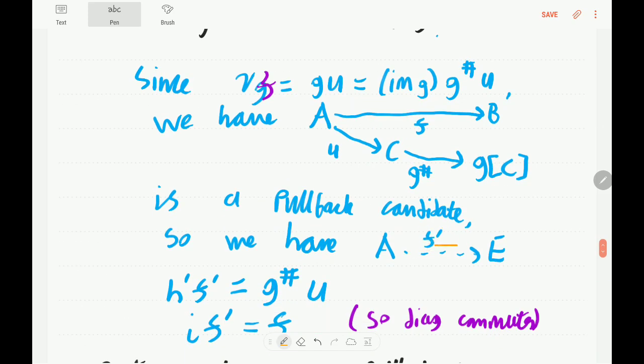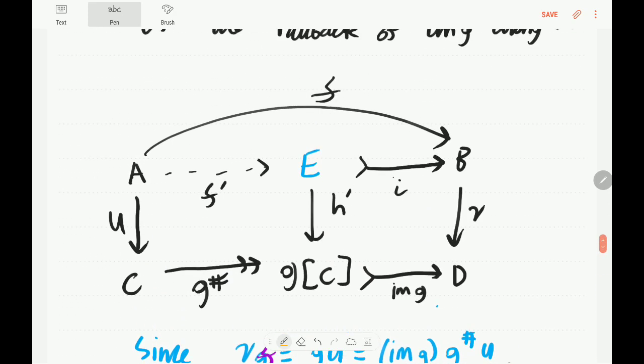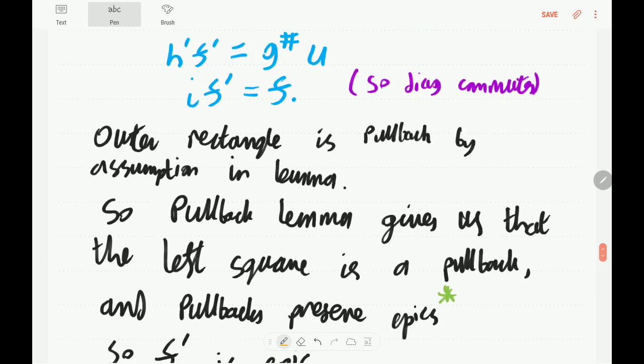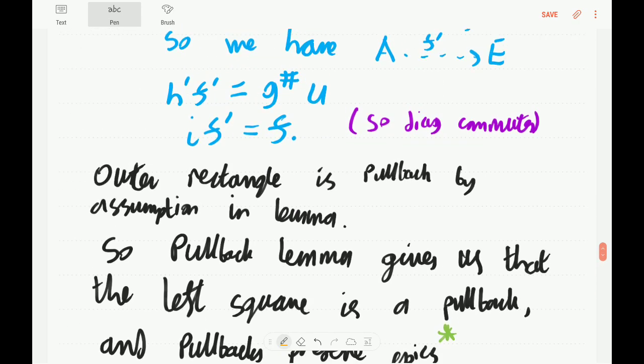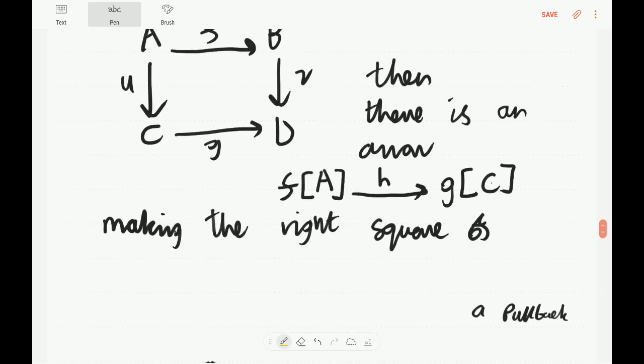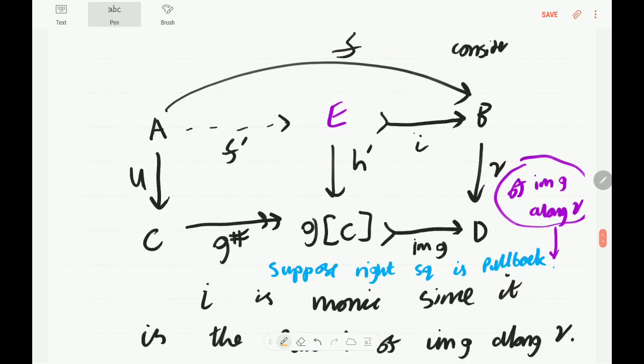So there has to exist this unique arrow F dash from A to E, which is such that H dash after F dash equals G hash U, and I after F dash equals F. So that means that this whole diagram has to commute. Now, our assumption originally is that this is a pullback, GU VF. So that means that the outer perimeter of this diagram is a pullback.